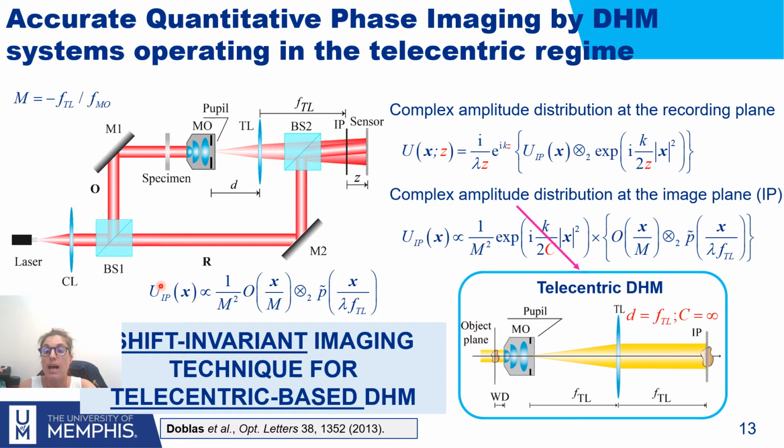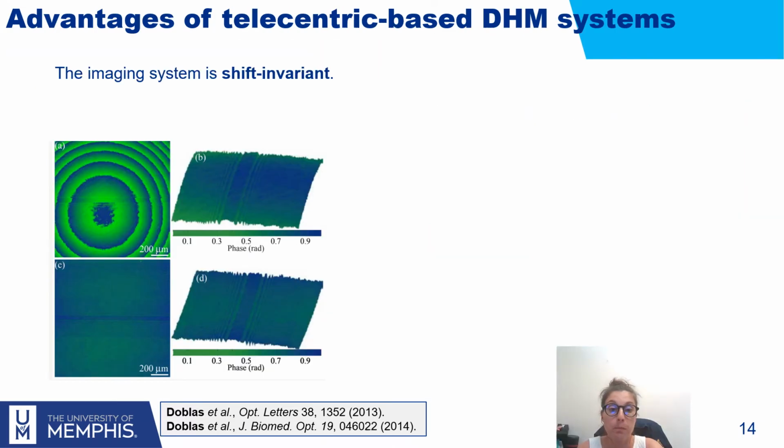So that means that a particular object can be placed anywhere within the field of view, and we're always going to have the same response, because there is no additional spherical phase factor distorting it. So here is an example, right? We have this kind of object right there. If the system is working in a non-telecentric regime, your sample information is going to be distorted by a quadratic phase factor.